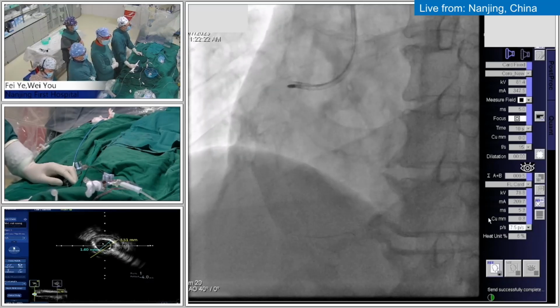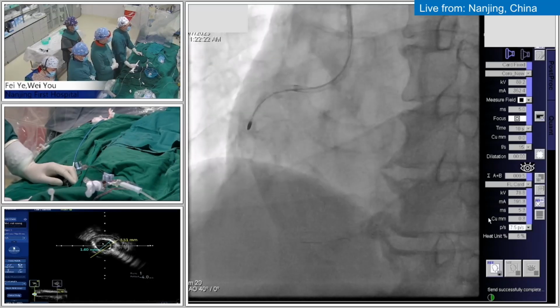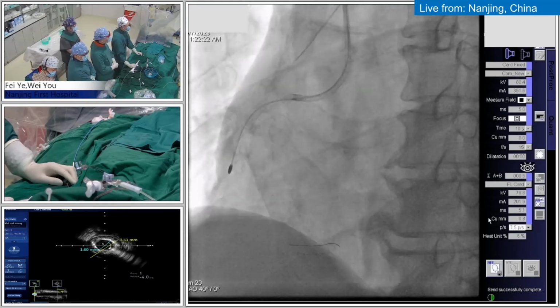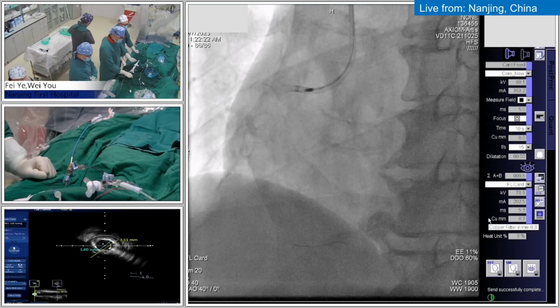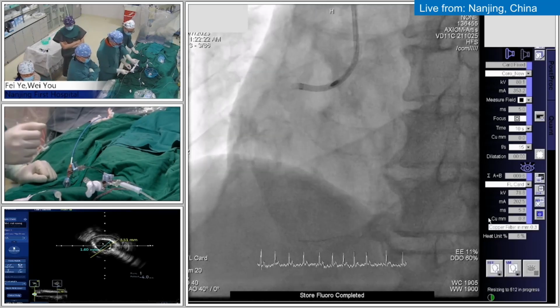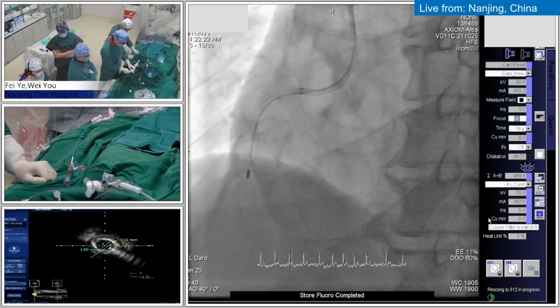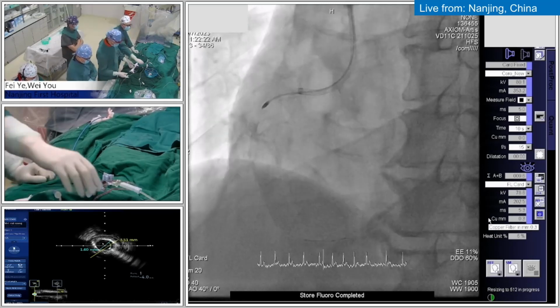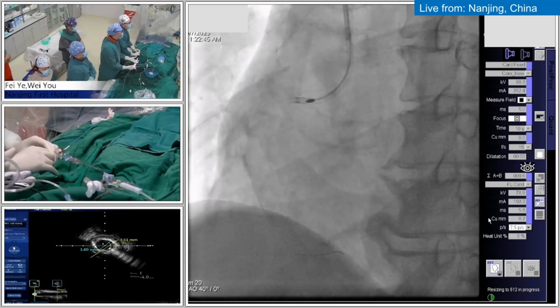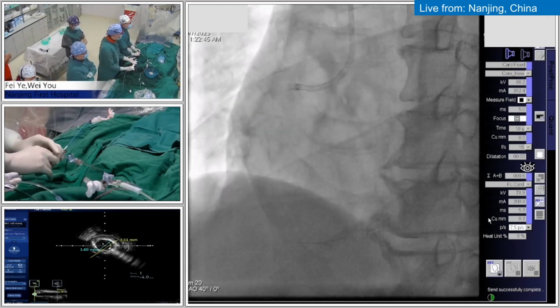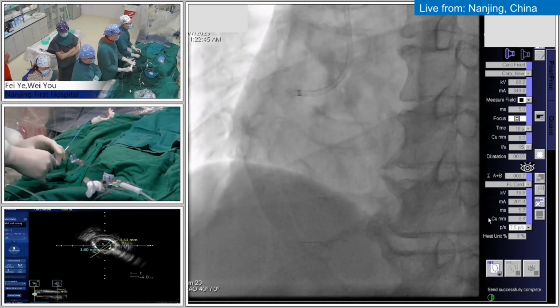150,000. So there's no resistance and there's no speed deceleration, right? 10 seconds. Okay. We should make sure the speed drop is less than 5,000. Okay. 5,000. So we can finish the first whole procedure of the ROTA with a 1.5 burr. Then we check the IVUS.